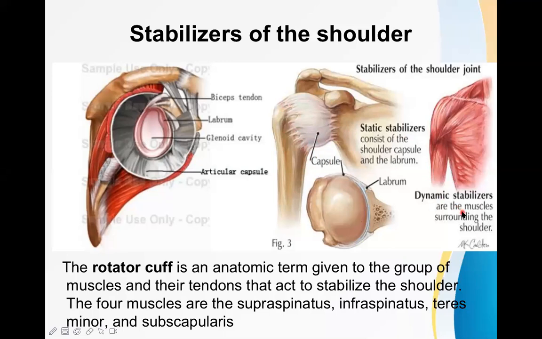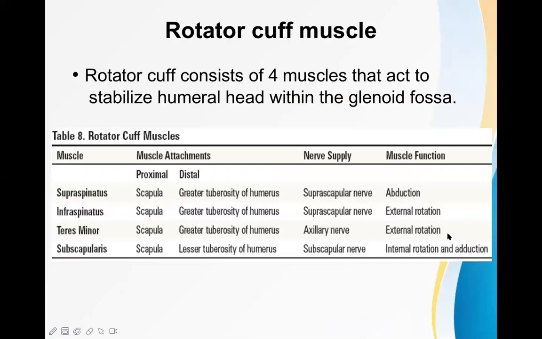Whereas the dynamic stabilizers are the rotator cuff muscles, and there are four. The four rotator cuff muscles are supraspinatus, infraspinatus, teres minor, and subscapularis. In the short form, we call them SITS. S-I-T-S, SITS. Supraspinatus, infraspinatus, teres minor, and subscapularis. Now, let's know a little bit more about them. Now, see here.